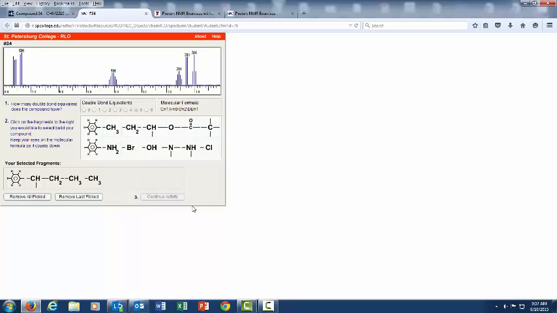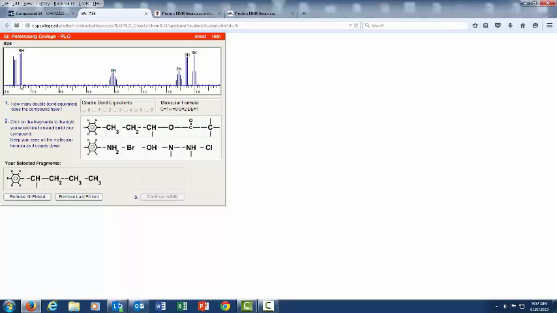Now what I want you to notice is that as I selected the pieces, the molecular formula went down. I'll remove this last picked piece so you can see this. So currently it's C2H3O2 with 1 double bond equivalent. So I'll just click on CH3 and you can see it took 1 C and 3 H's away.